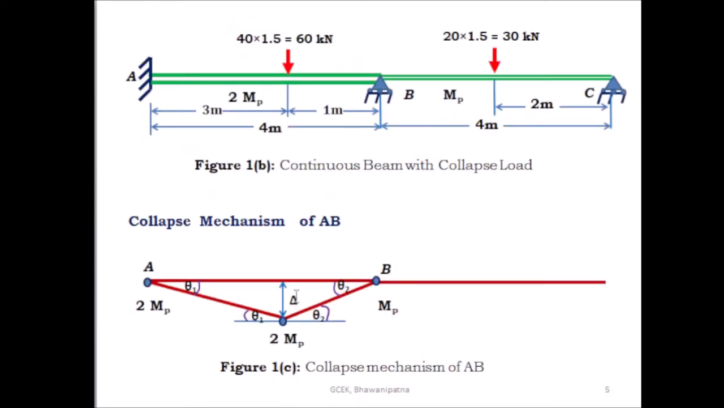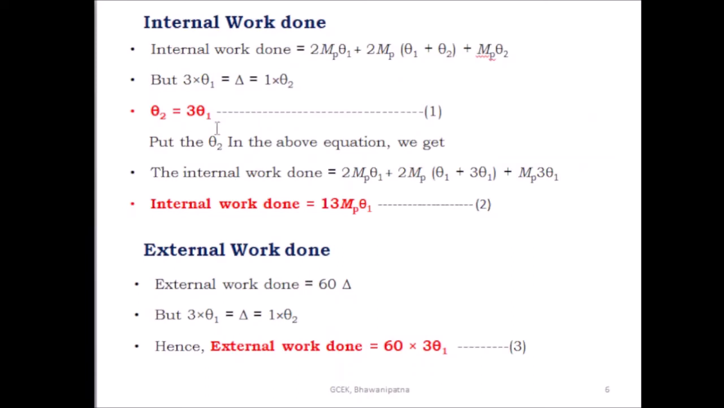But we know from this figure, this is the virtual displacement, and this length is 3 meter and this one is 1 meter. So 3 into theta 1 is equal to delta is equal to 1 into theta 2. After simplification, theta 2 is equal to 3 theta 1. This is equation 1.